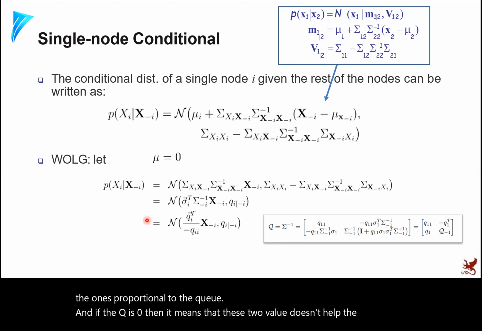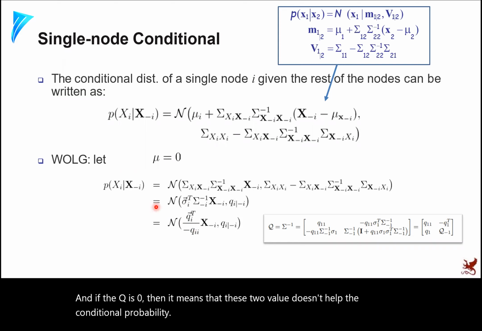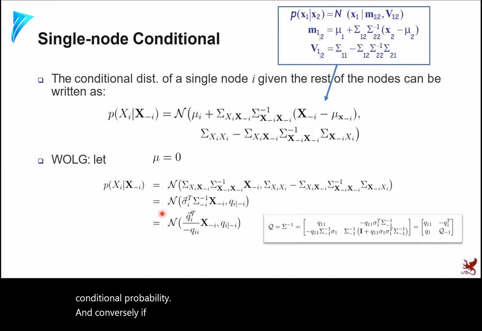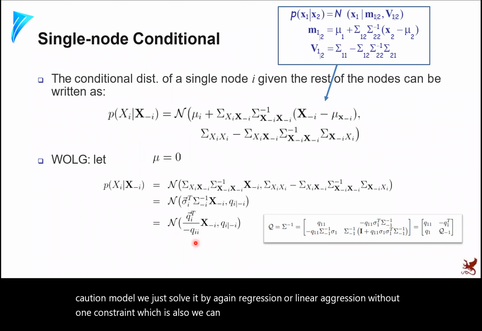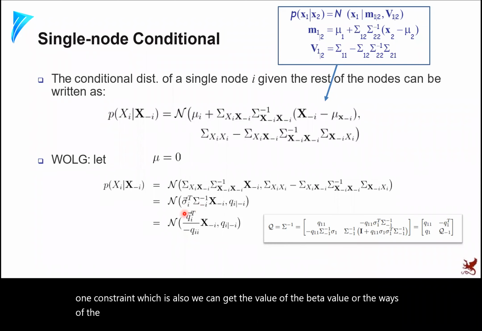And conversely, if we just estimate this problem, since this is just a Gaussian model, we can solve it by a linear regression or linear regression with L1 constraint, which is LASSO. We can get the beta value, or the weights, in here. And if this weight is 0, it means that the corresponding q is 0.